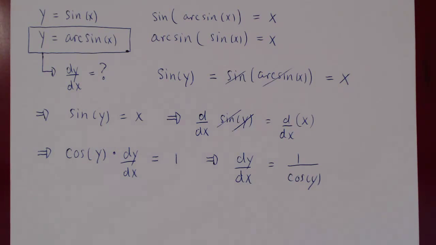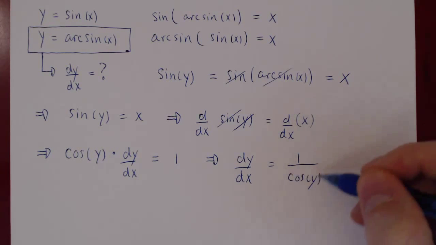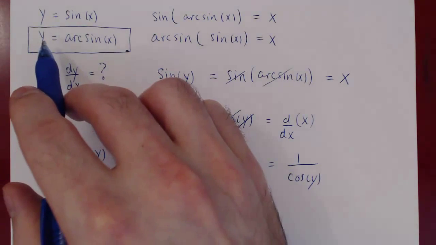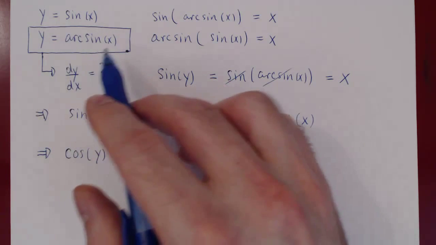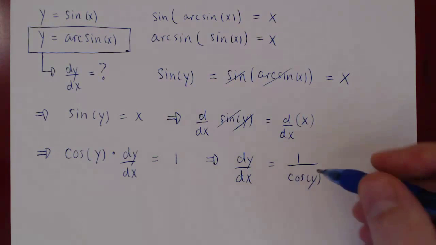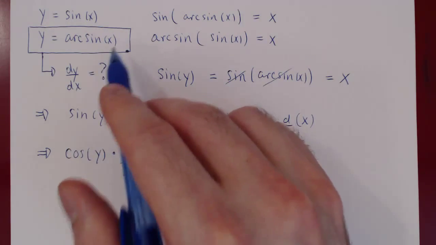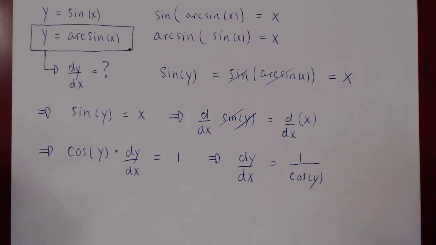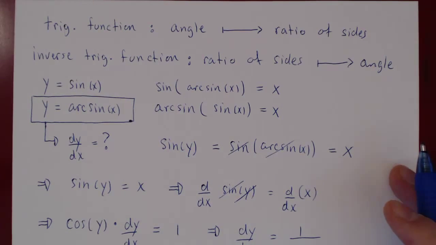The only question now that's left for us is to ask, can we replace this by a function of x, right? Initially we had explicitly y as a function of x. Y was arcsine of x. So if we replace, we'll have cos of arcsine of x, and the question is, can we perhaps simplify this? Well, let's go back to what we said initially.